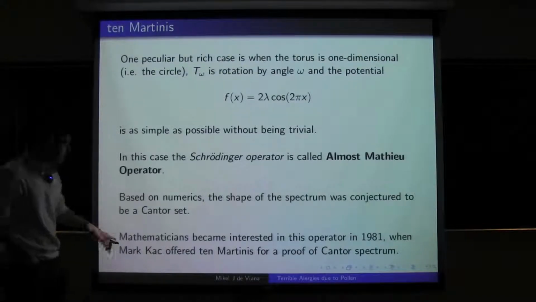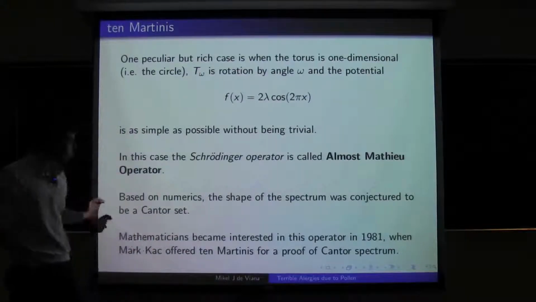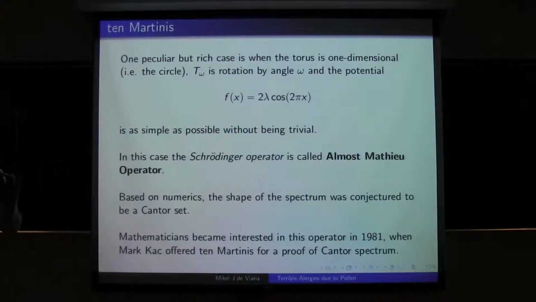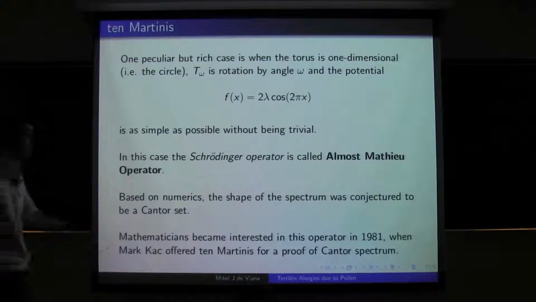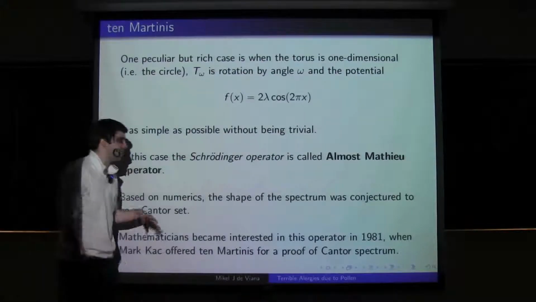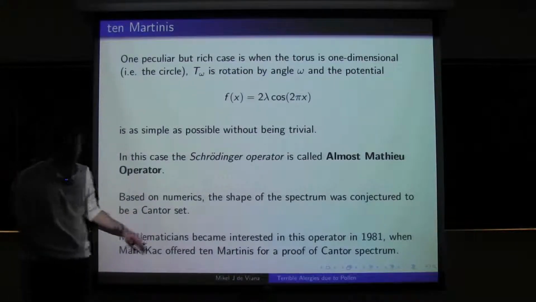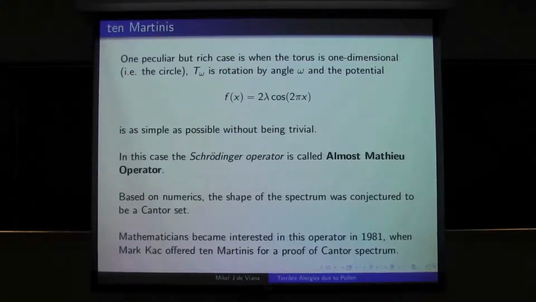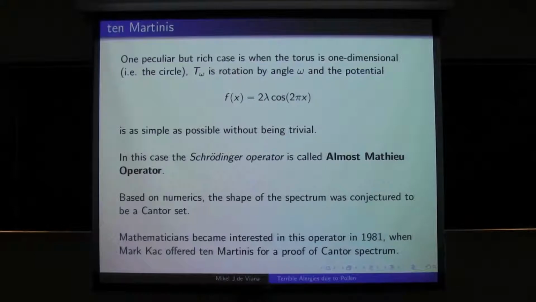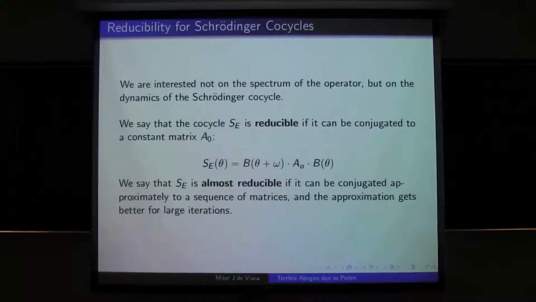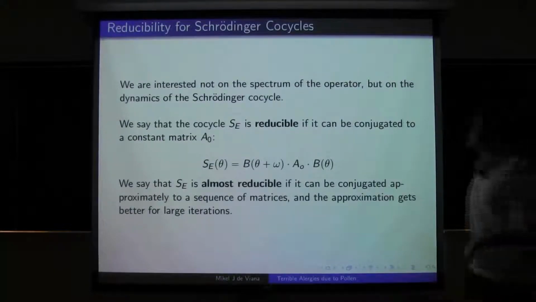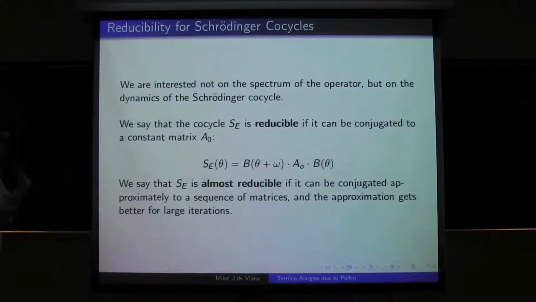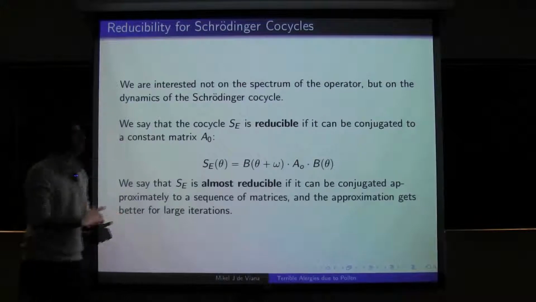And so Mark Kac in 1981 offered 10 martinis for the solution of the problem, okay? And so mathematicians started working on this like crazy. And actually this was solved in 2009 by Artur Avila, a mathematician who will probably earn the Fields Medal this year. So, well, I will finish soon.